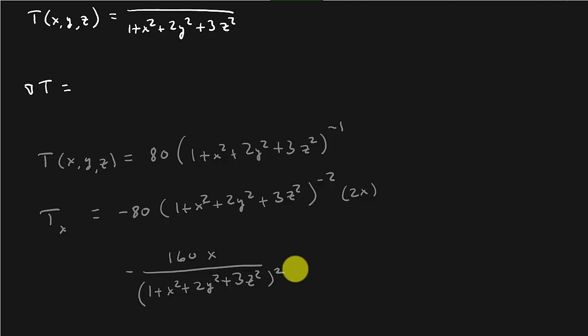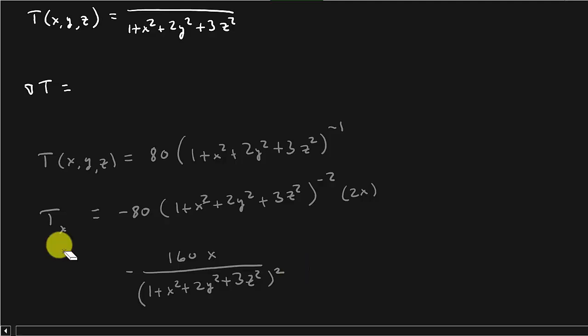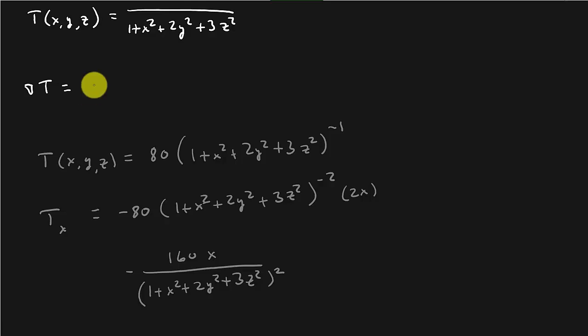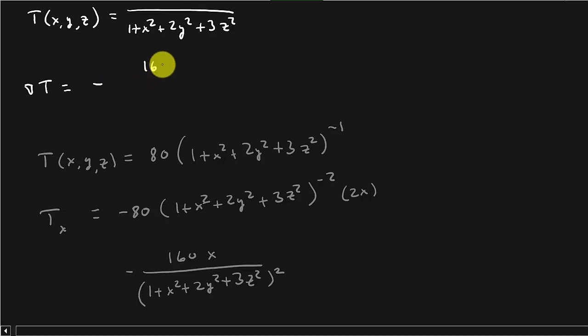Now think about this. Let me go ahead and write this down. That's going to be negative 160x over (1 plus x squared plus 2y squared plus 3z squared) squared, times vector i. So there's your partial with respect to x.